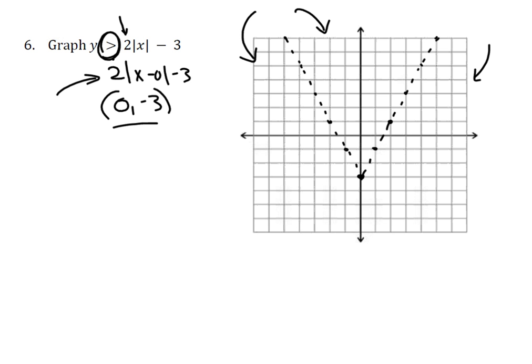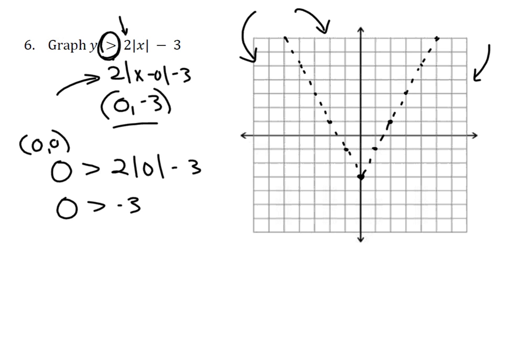So if I take 0 greater than 2 times the absolute value of 0, minus 3, once again, test (0, 0). If you can ever test (0, 0), do it just because it's easy. So I get 0 greater than negative 3. That's true. So I want to shade inside of here.